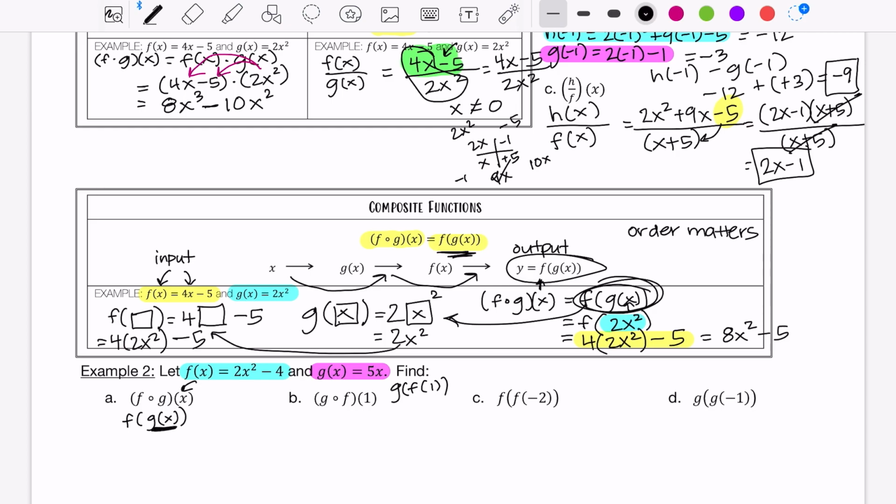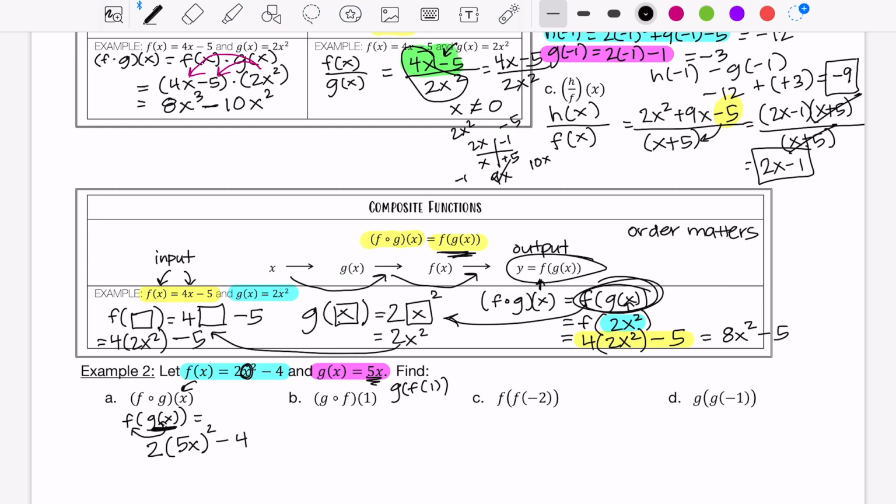Always inside the parentheses. So I'm going to take the g function and plug it into the f function. Let's look at the f function. So this is going to be 2, and then here's the input spot. What am I inputting there? The g function, according to this, which is 5x. So I'm putting 5x there. Then what math do I do? I have to square it and subtract 4.